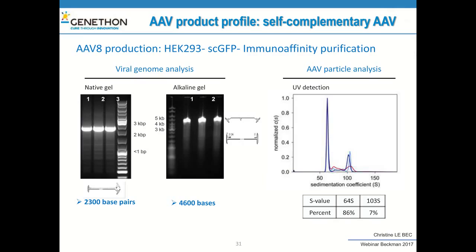On the right panel, we made the AAV analysis by AUC, and you can see one main peak for 3 different batches. We have mostly one peak around 64 S. These are empty particles, which represent around 86%. And we have at 103 S the full particles, the double-strand AAV particles, which represent around 7%.